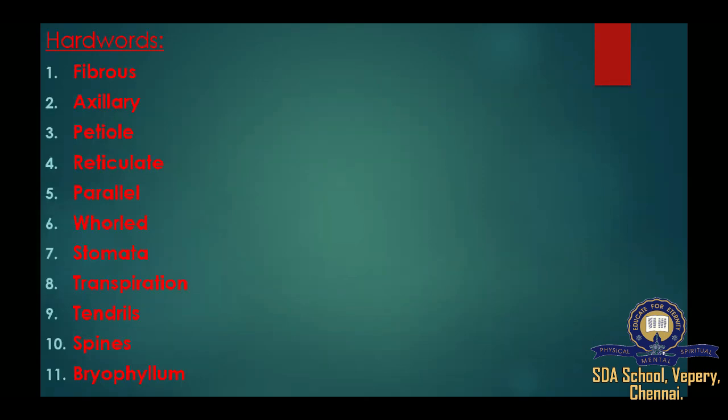Today I give 10 hard words. The first ones: fibrous root, axillary, petiole, reticulate venation, parallel venation, stomata, transpiration, tendrils, spines, bryophyllum. Once again: fibrous, axillary, petiole, reticulate, parallel, stomata, transpiration, tendrils, spines, and bryophyllum.